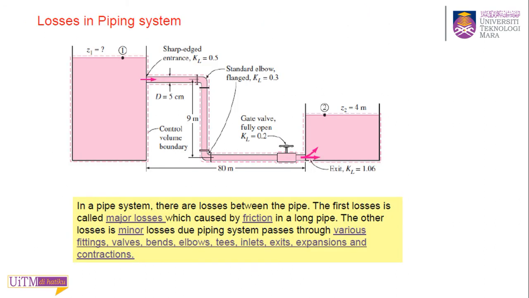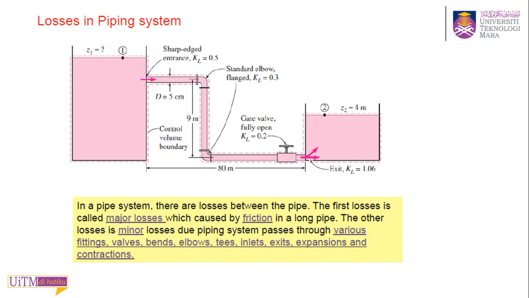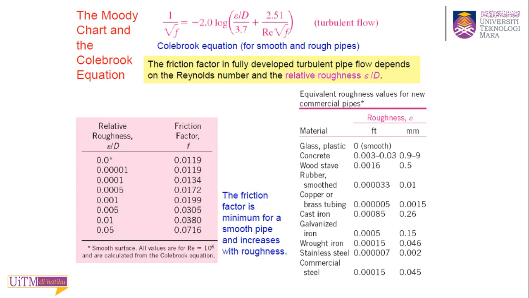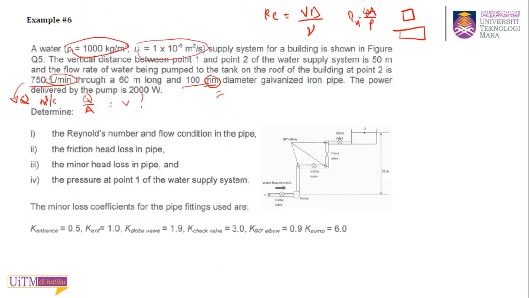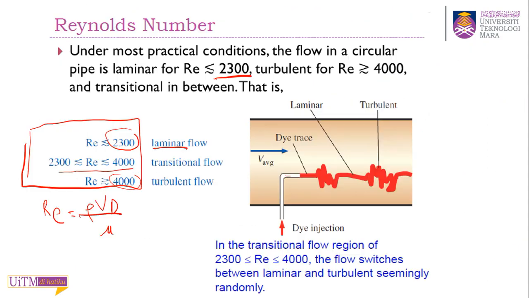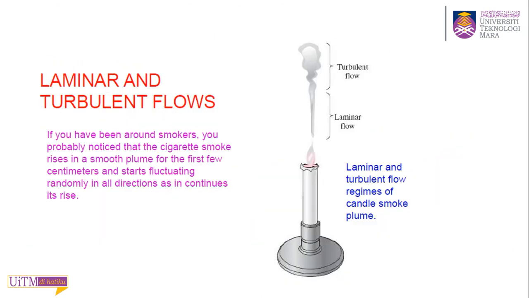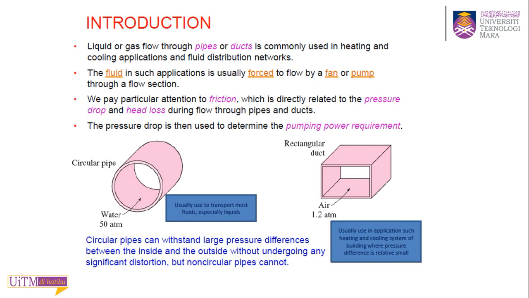Okay, so this is losses in membrane system. I will not go into this part, because if I go into this section, I will need to go for everything. That's why I leave this one for the second class. So for today we only focus on laminar and turbulent, and to find that you use the Reynolds number. Okay, any more questions?